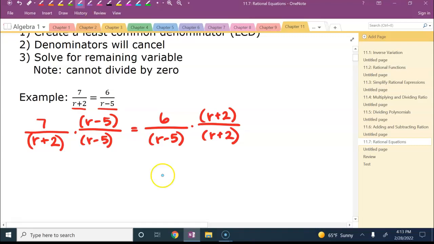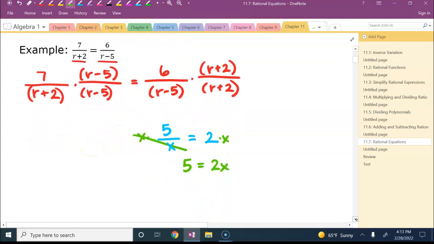Think back to if you had something that looked like this, 5 over x equaled 2. If you wanted to get rid of x from the denominator, you would multiply both sides by that x to get those to cancel, and you'd be left with an equation that looks like this. Okay, now we would do the same thing for this type of problem, but we would have to multiply by that common denominator, which is r plus 2 and r minus 5. What I'm going to tell you guys that you can do is kind of skip over showing me all of that work and just understand that what we're doing is we're trying to multiply by that common denominator in order to get the pieces to completely cancel.